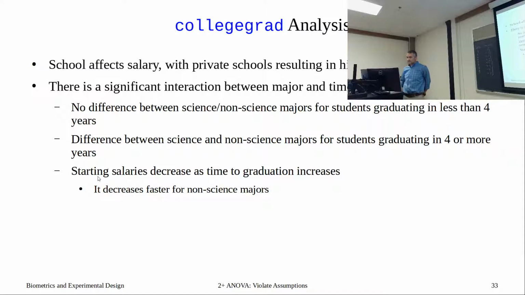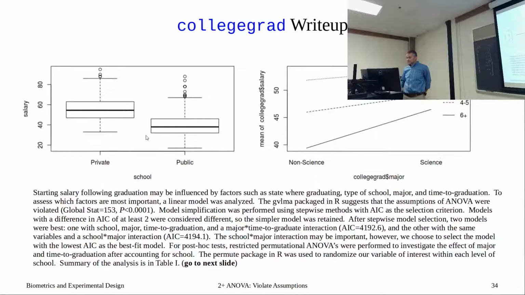And then, of course, starting salaries decrease as time of graduation increases, and it just happens to decrease faster for the non-science majors. So we can say that, hey, be a science major if you want to make more. Probably not entirely true, but you know what? It's nice to pretend.